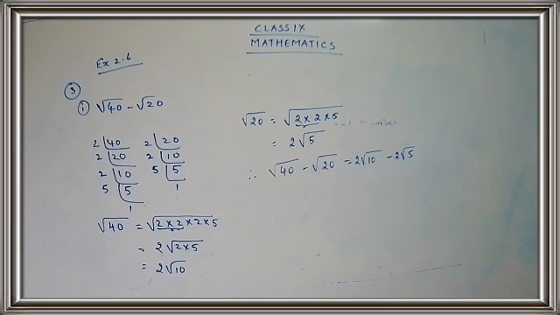So we have simplified root 40. We got 2 into root 10. And also we have simplified root 20. We have got 2 into root 5. Okay, so now we are just going to change root 40 as 2 into root 10, and we are going to change root 20 as 2 into root 5.